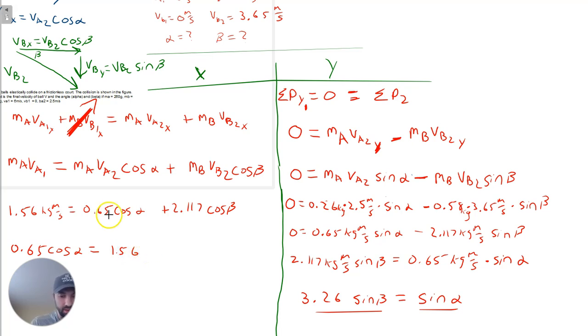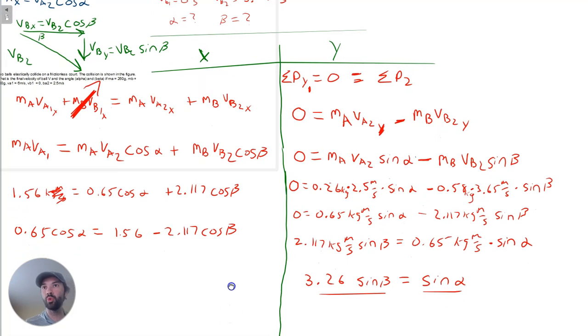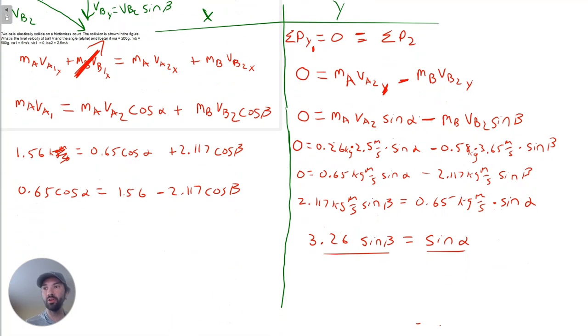I'm going to get rid of the units. There should be units here that say kilogram meter per second, kilogram meter per second. All the units cancel, so we'll just pretend they're not there for a minute, and that we already divided by them all. So what am I saying? 1.56 minus 2.117 cosine beta. And now we're going to divide by 0.65 all around.